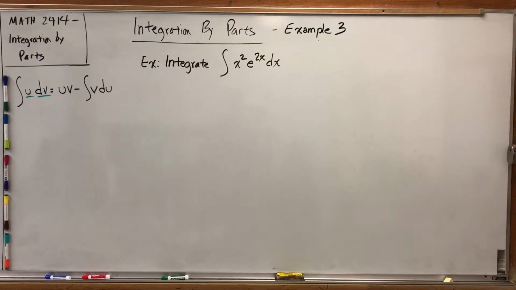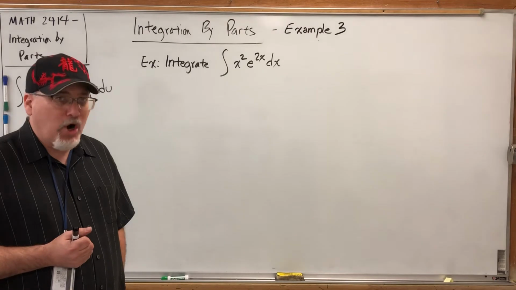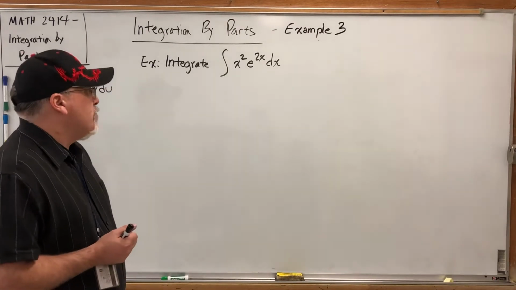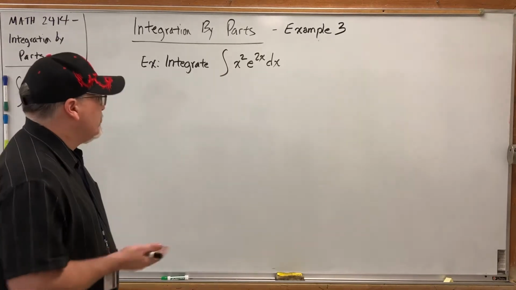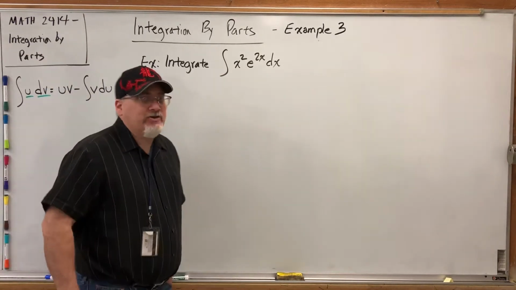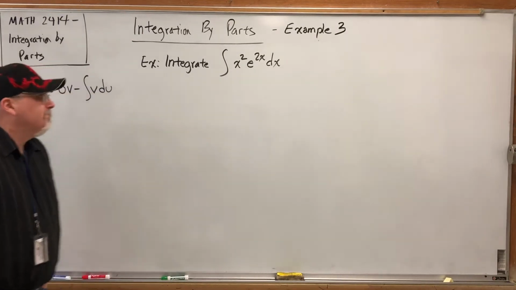Math 2414, integration by parts. Example 3. Integrate x squared e to the 2x dx. I want to remind you that the thing that suggests considering integration by parts is remembering that the word parts means parts of multiplication problems, aka factors. This is a product, it has factors. Integrate x squared times e to the 2x dx.